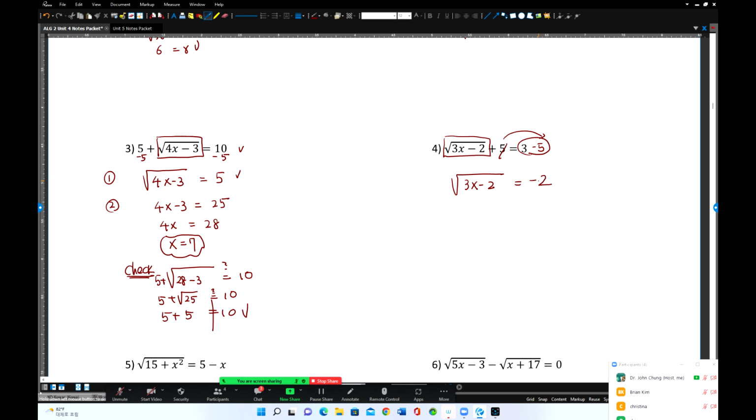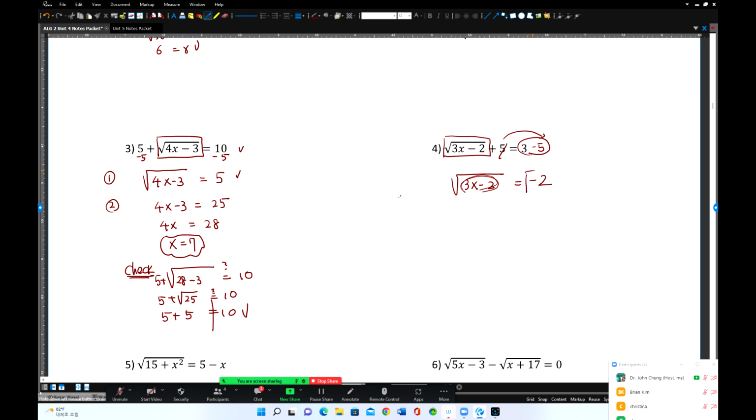It cannot be for any value of x, because what? The number inside is always positive. If the number inside is negative, that is undefined. That is imaginary. Okay, it should be positive. The square root of a positive number is always positive. It's okay. Alright.